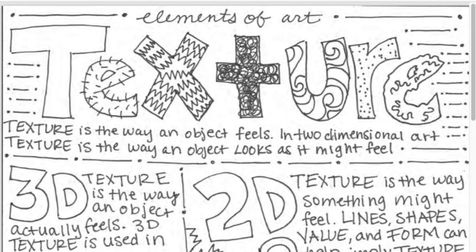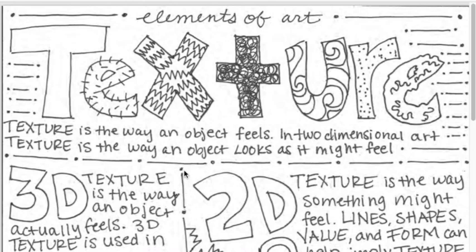I can have 2D texture on a sculpture. If I have a sculpture like a ceramic piece and I draw hair on it, that's 2D texture. It doesn't actually have a feeling, it's just implied, it's drawn on there. So that's the difference between 3D texture and 2D texture. It doesn't matter what surface it's on, what matters is how it feels. So if I can actually feel it, it's 3D texture. If I'm just drawing it or painting it, it's 2D texture.